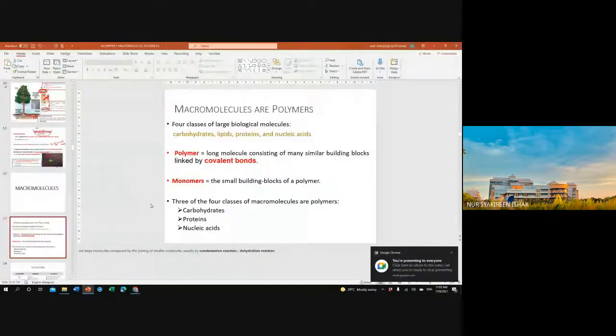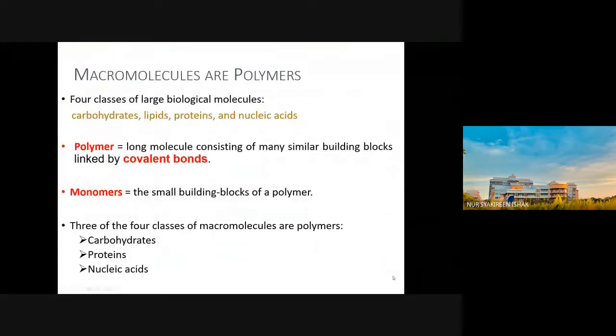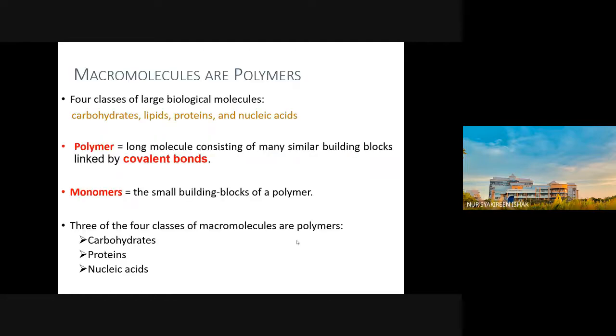Okay, so now we are going to look at the introduction first on macromolecules. So macromolecules, as you know, there are four categories, which you have the proteins, you have the lipids, nucleic acids, and also carbohydrates. Okay. So four classes of large biological molecules are carbohydrates, lipid, protein, and also nucleic acids.